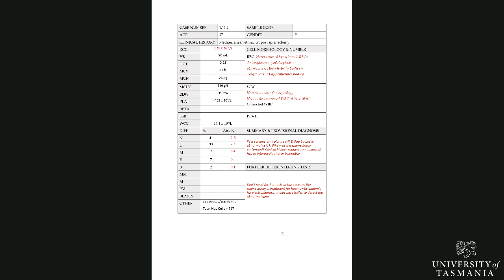1.11.2, 37-year-old female of Mediterranean ethnicity, and we know that this person is post-splenectomy. So as soon as you see that post-splenectomy, you should be prepared to see the red cell changes that go along with a post-splenectomy. We're not sure what's wrong with this person. All we know is that they've got 117 nucleated red cells per 100 white cells. So we do need to correct the white cell count here.